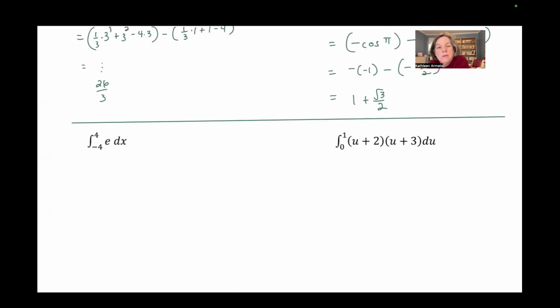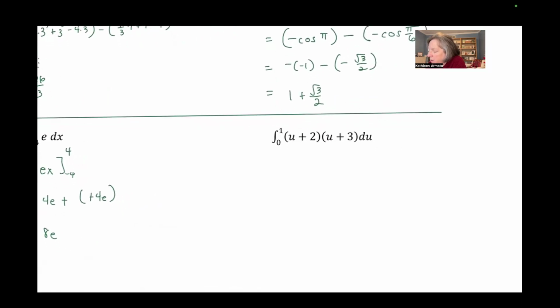All right, the integral of e. That's just a constant, right? So that's just going to be equal to e times x from -4 to 4. So that's 4e minus, now plug in -4. So those become a plus, and your answer is just 8e.